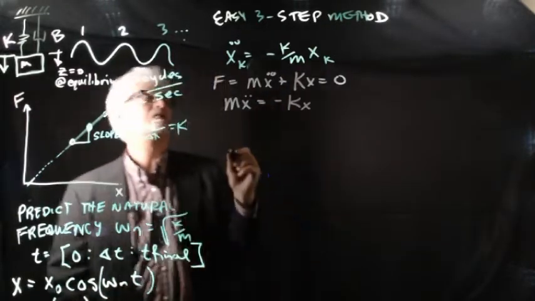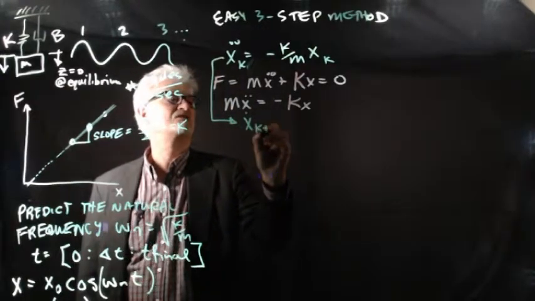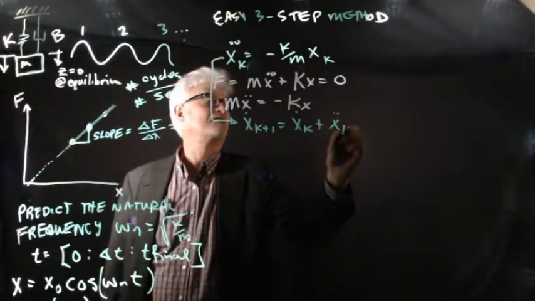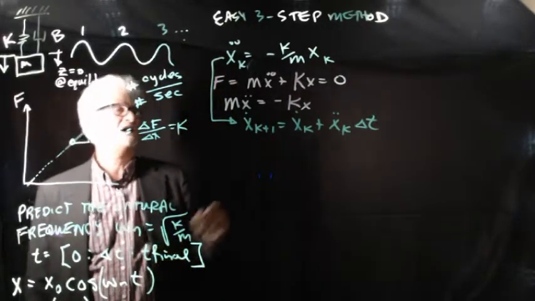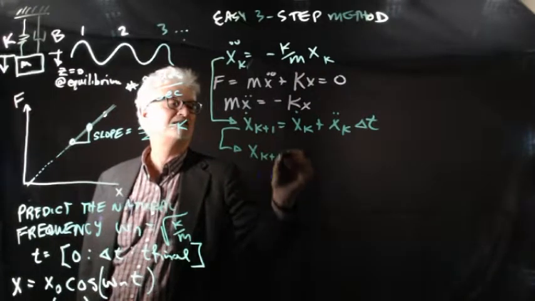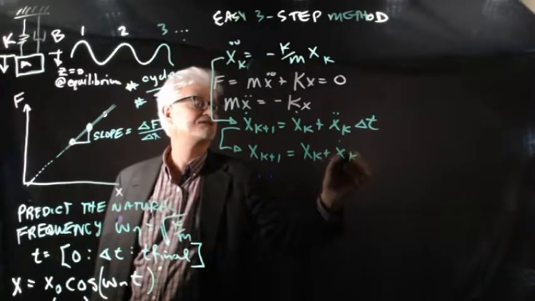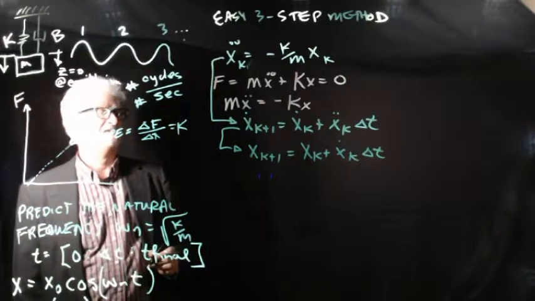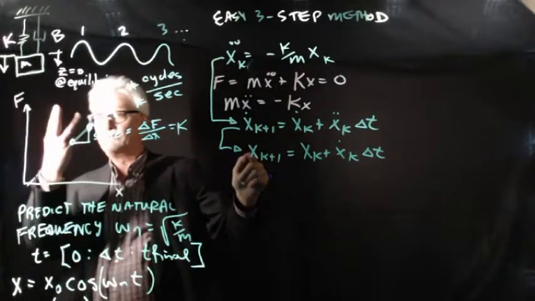Now what we're going to do is integrate that. We're going to say x dot of k plus 1 equals x dot of k plus x double dot of k times delta t. That's Euler integration. That gives us the velocity. And now we're going to do that one more time. We're going to say x of k plus 1 is x of k plus x dot of k times delta t. So that's an easy three-step method. 1, 2, 3.